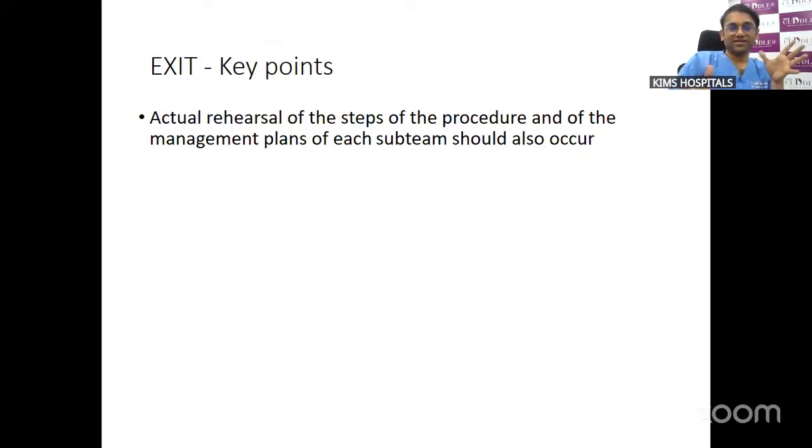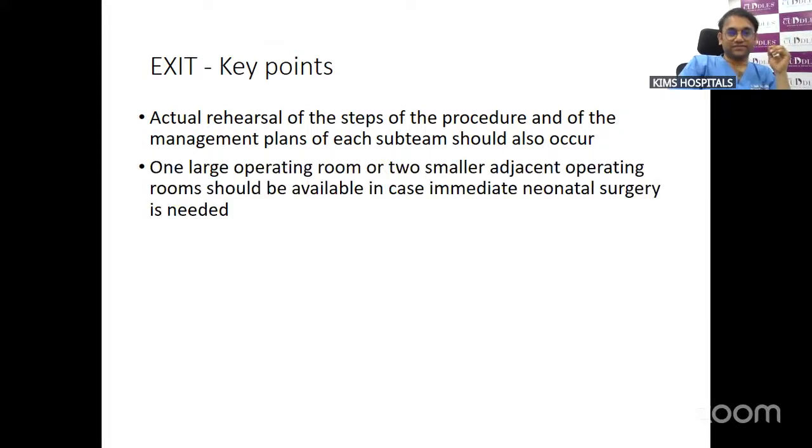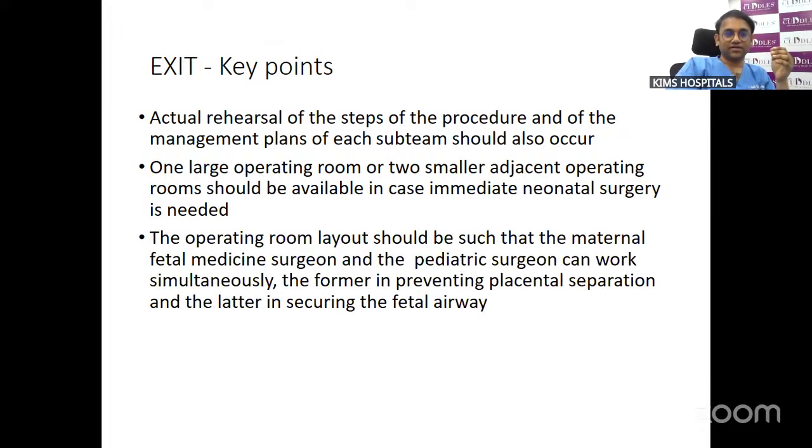First we should have a rehearsal, with a clear explanation of the step-by-step things, and a team should be allocated the tasks, and the team members should follow the plan meticulously. We should have either one large operating room, where we can deliver the mother and side by side do the baby's procedures, or two small adjacent rooms. One room is for the delivery, the second for neonatal surgery if needed. The operating room is arranged such that the maternal fetal medicine surgeon and the pediatric surgeon can work simultaneously. There should not be any delay in establishing the fetal airway.